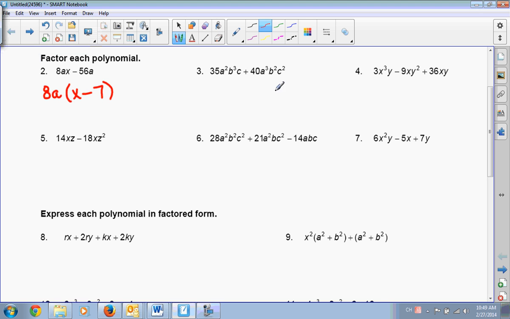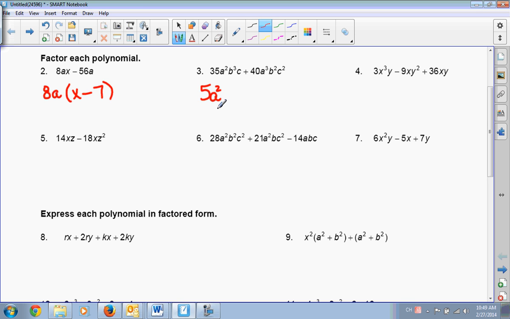Okay, so number 3. Binomial. So let's look at the bases first, 35 and 40. What do they have in common? 5. Okay, what else do they all have in common? A squared. Okay, wait, how many A's do they all have in common? 2. This one has A squared, so that's 2 A's. This one has A cubed, but you can only pull out what they have in common. They have 2 A's in common.